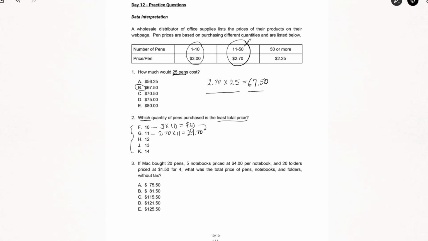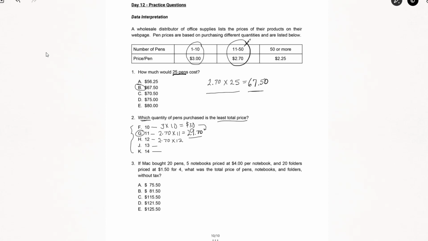Now let's just check 12, because we have to check them all. In the 12 range, we are still going to pay $2.70, but as you can imagine, since we're multiplying 2.70 by 12, that's going to be greater than G, so we're still at $29.70. At 13, you're still going to pay $2.70, and at 14, you're still paying $2.70. So that means the least total price is going to be when you buy 11, answer choice G.